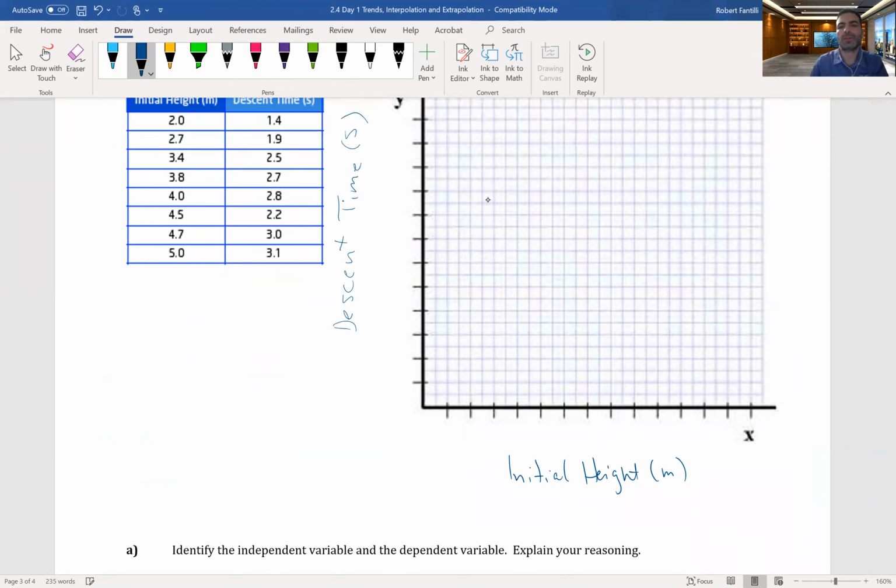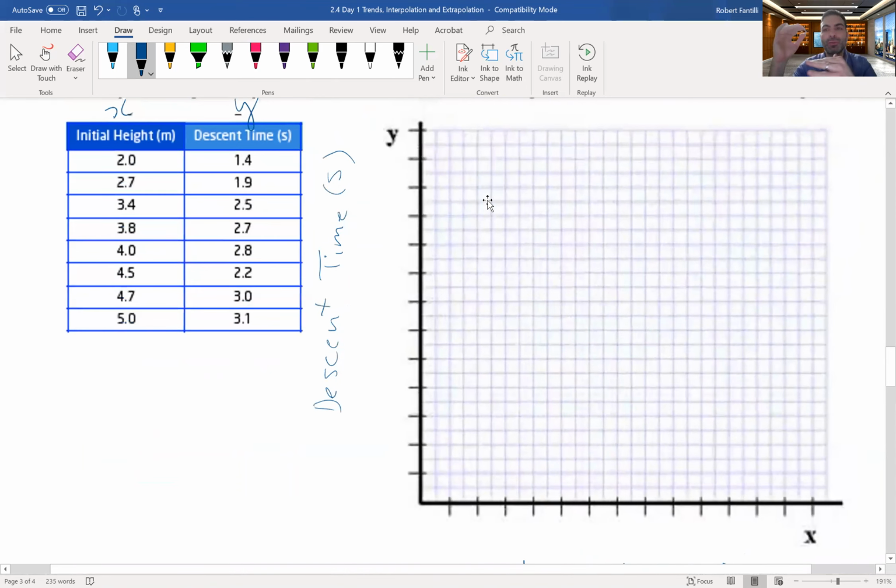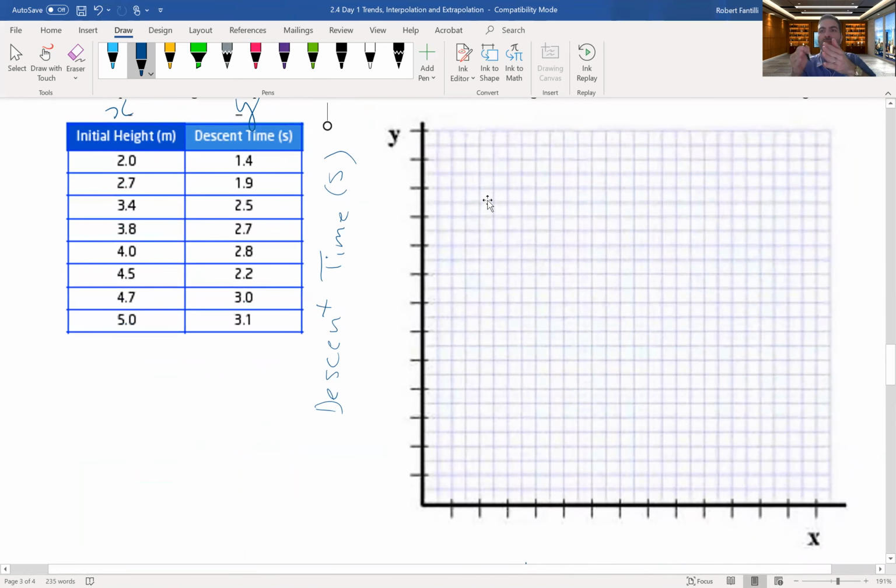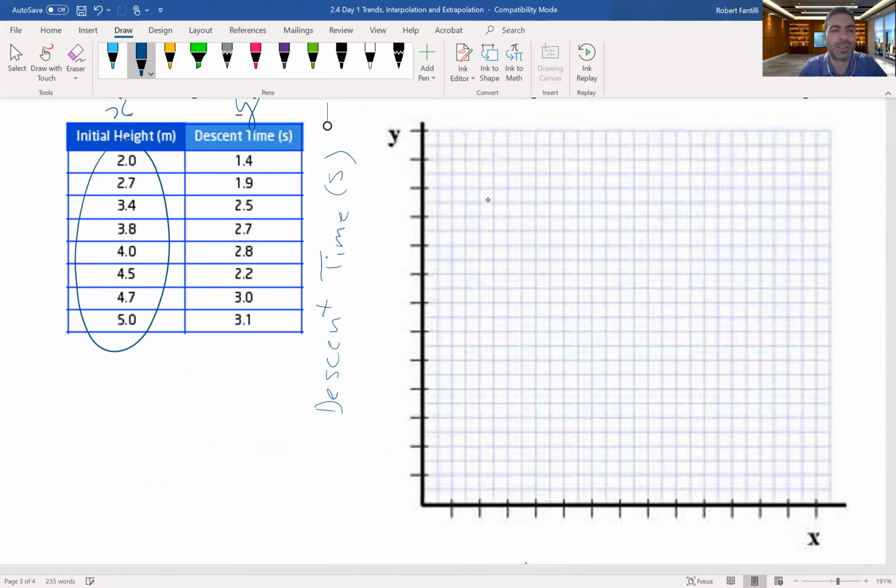Okay, now I think probably the hardest part when you're doing this is to figure out how to label your intervals appropriately. Remember, you want to try and use up as much space as you can. So on the X, I'm just looking at the range of the data here. I've got from 2 all the way to 5. So I can do something comfortably like 1, 2, 3, 4, 5.